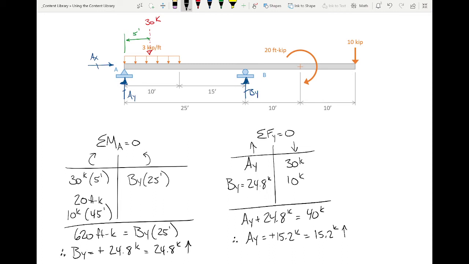So now, with that knowledge in mind, what is the reaction at A in the x direction? It's 0. That 20-foot kip moment doesn't affect it at all. It's a moment. When I sum forces in the x direction, I have AX going to the right, and I've got nothing going to the left. So summing forces in the x direction, I get AX is 0.